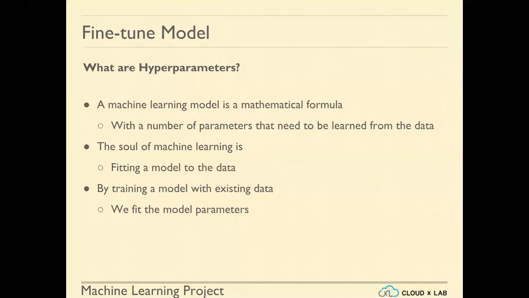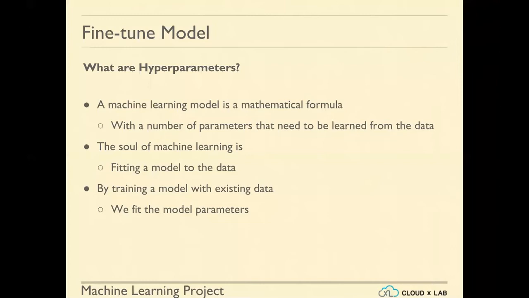The soul of machine learning is fitting a model to the data. By training a model with existing data, we fit the model parameters. Like when we are drawing a line, it has 2 parameters. One is the slope and the other is how far it is from the center. Because there are many parallel lines with the same slope, the second parameter that defines the line is how far it is from the center.